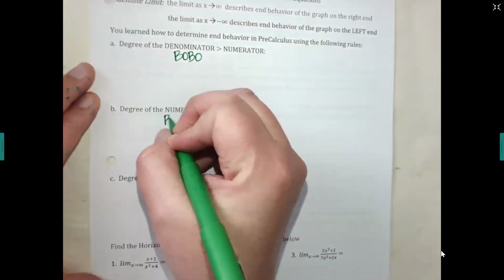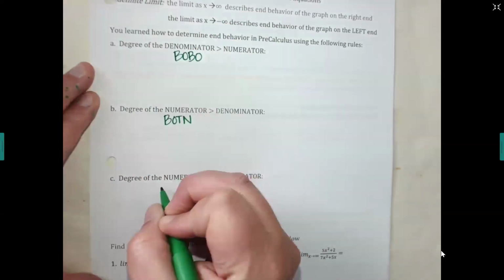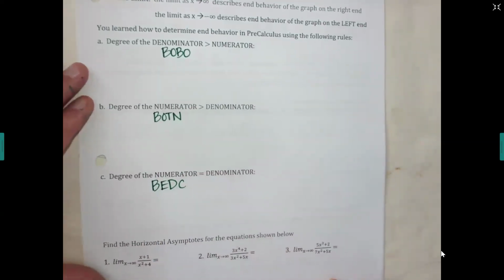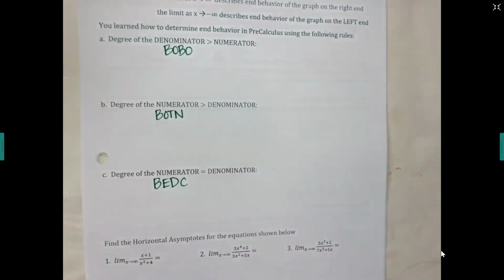Now, if you had me last year, we covered Bobo, Botan, and Betsy. But listen, if you didn't have me, it's okay because generally this concept really isn't that hard. There are just several special cases we have to go through. So it's Bobo, B-O-T-N, Botan, and then B-E-D-C, Betsy. So these rules are going to help you determine what the ends of the graph do. We'll start with Bobo. Bobo stands for bigger on bottom.